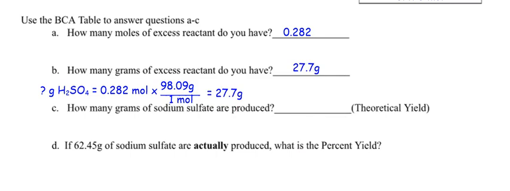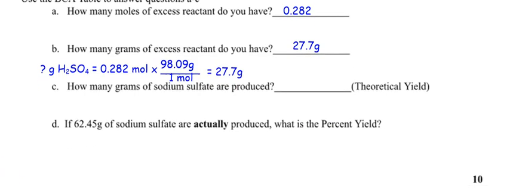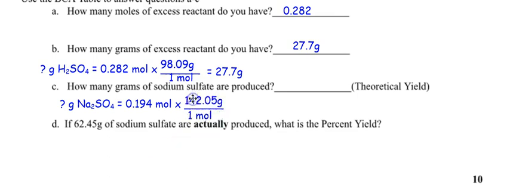So how many grams of sodium sulfate are actually produced? All right. I'm sorry. How many grams of sodium sulfate should be produced? That's what I'm really asking for. I'm asking you for the theoretical yield. All right, so here's this. 1 mole goes on the bottom. Molar mass of sodium sulfate, I got 142.05, so I get 27.6, all right?